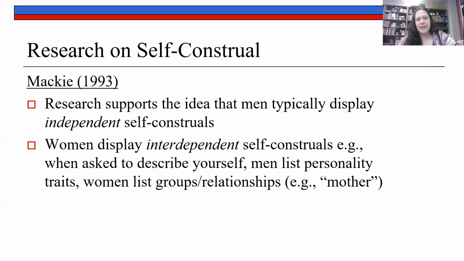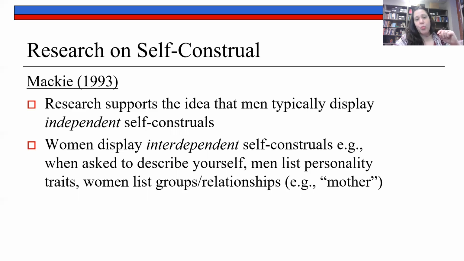So the first one is a study by Mackey in '93. And this was basically talking about gender and self-construal. So the idea is that men, when they're describing themselves, will often use constructs that are about themselves as independent people, what we would call agentic people. So they're describing their personal interests or their career.